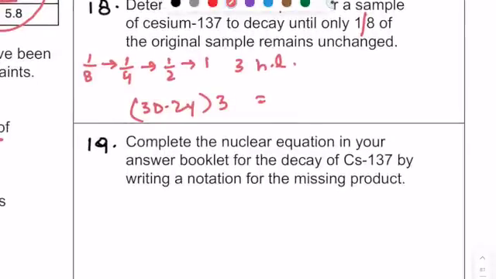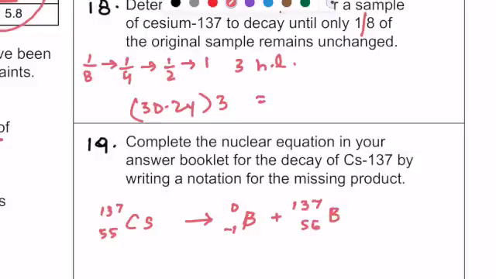Complete the nuclear equation in your answer booklet, which you don't have, for the decay of cesium-137 by writing a notation for the missing product. So cesium-137 has a decay mode of beta negative. So that is a beta particle, the mass of 0, charge of -1. The atomic number of cesium is 55. So 137 minus 0 is 137, and 55 minus negative 1 is 56. So that is barium.